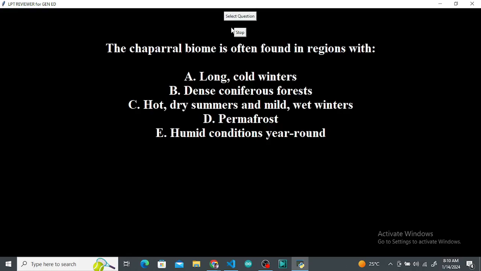The chaparral biome is often found in regions with A. long, cold winters. B. dense coniferous forests. C. hot, dry summers and mild, wet winters. D. permafrost. E. humid conditions year-round. The correct answer is hot, dry summers and mild, wet winters.